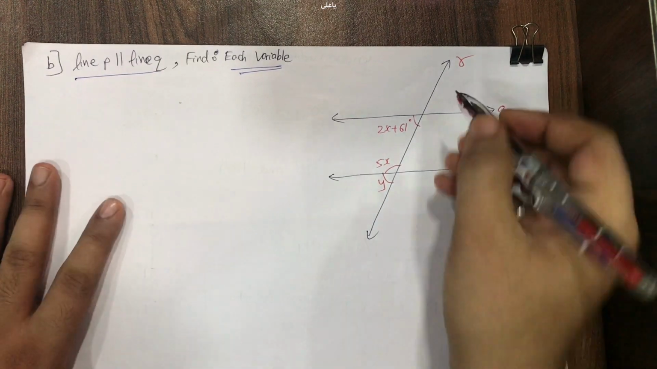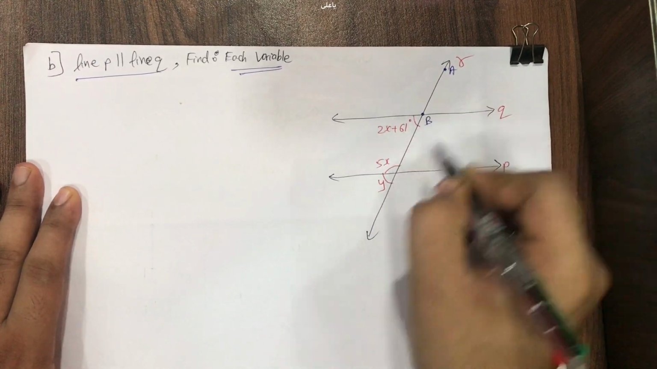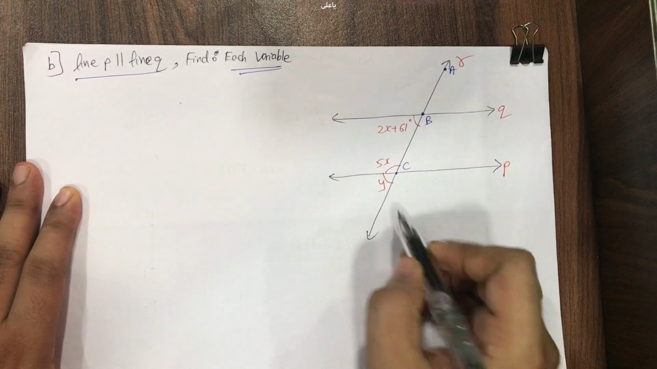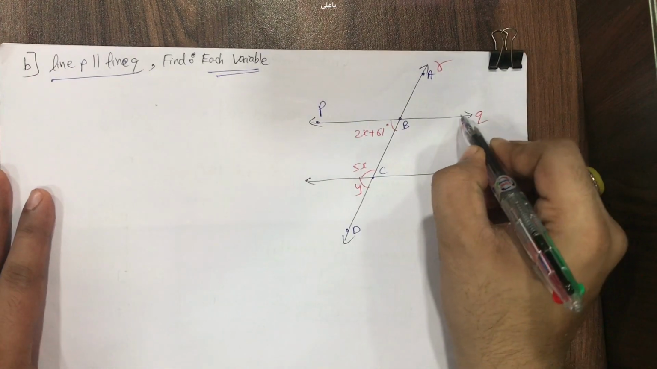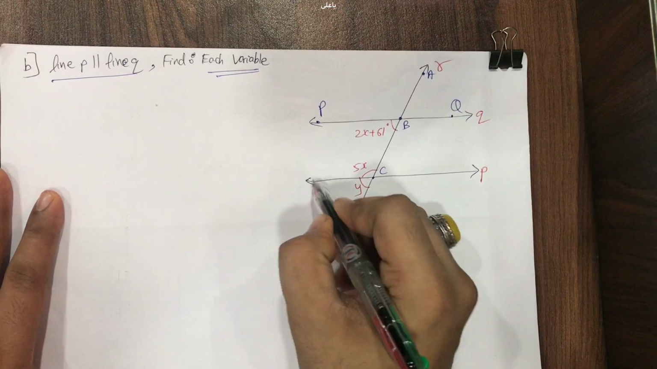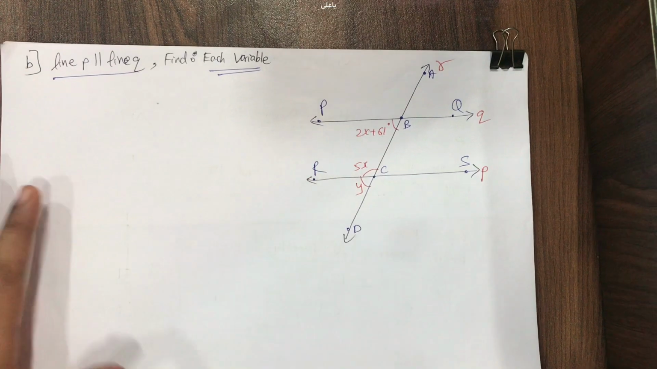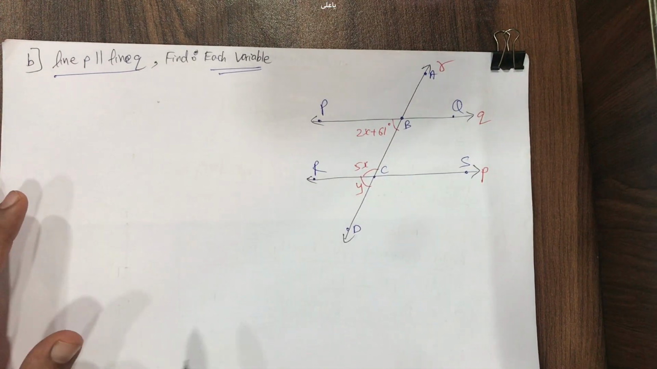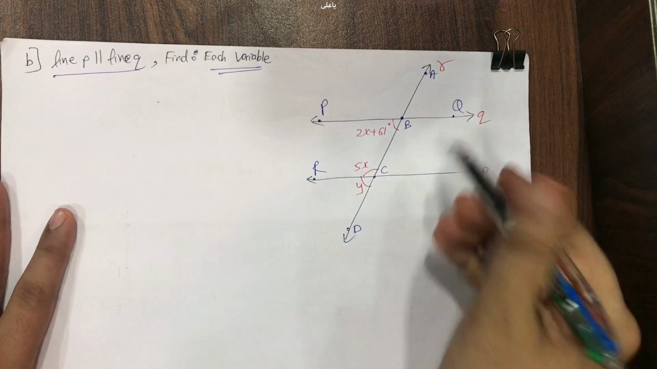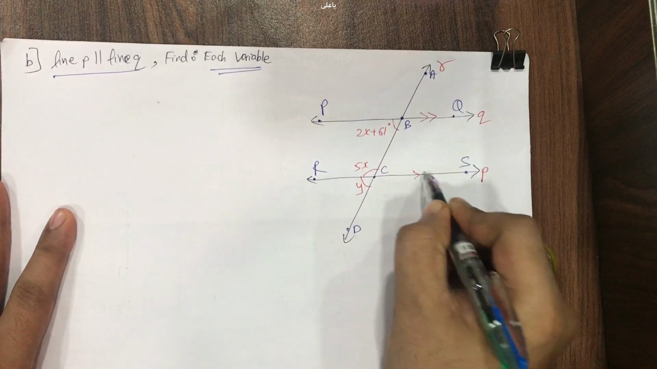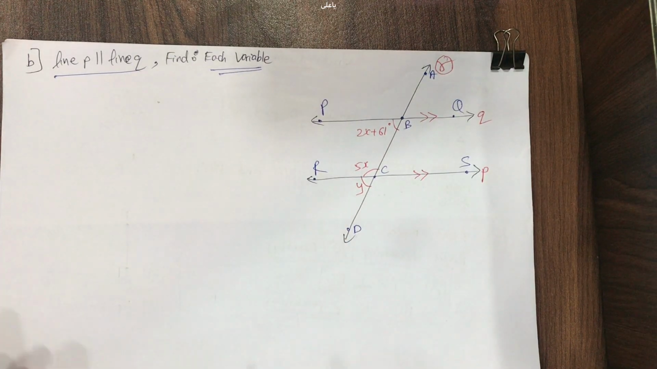Let me name it. You can give names anyhow. I'll give it A, B, C, D, and capital P, capital Q, capital R, capital S. Okay, this is capital P. This is the name. Now it's given to us that these two lines are parallel to each other. This line is parallel to this line, and this R is nothing but the transversal which cuts the given two parallel lines.